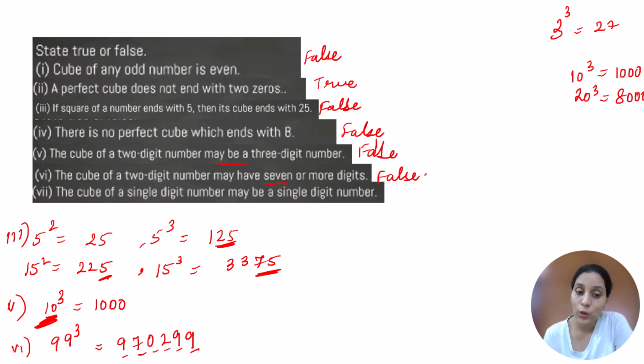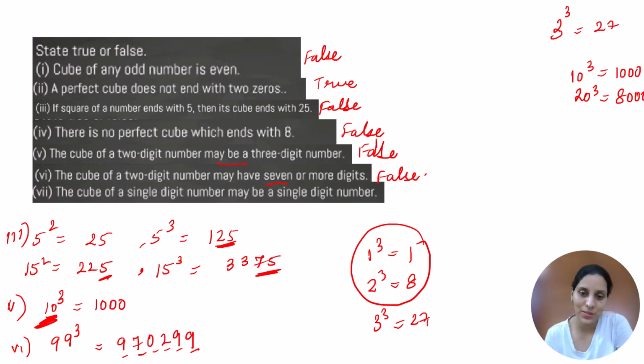Last one, the cube of a single digit number may be a single digit number. Yes, it may be, because 1 cube is 1, 2 cube is 8, and 3 cube is becoming a 2-digit number, but it may be a single digit number. It is possible. So this is again a true statement. I hope this is clear.